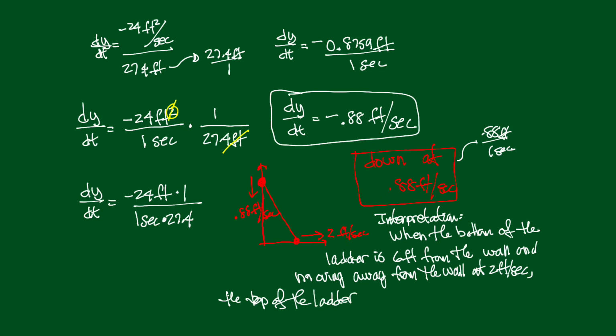I can barely read it. The top of the ladder is moving down the wall at 0.88 feet per second. And that's it.